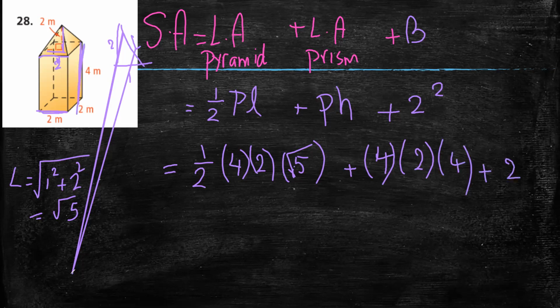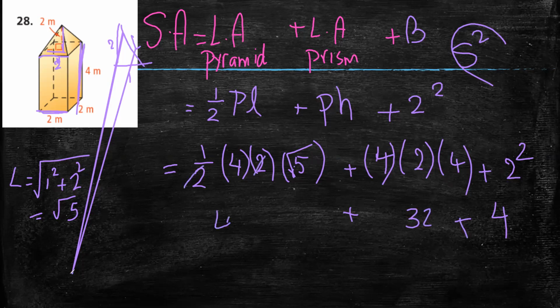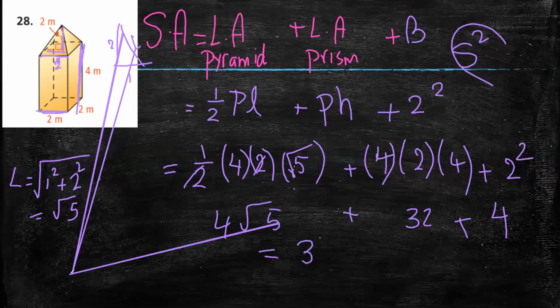Plus the area of the base. Since it's a square, the area of the square is any side squared. So 4 plus 4 times 4 is 16 plus 2, 32, plus 4 square root of 5. So the answer here is 36 plus 4 square root of 5 meter squared.